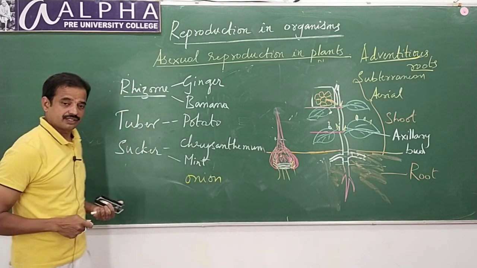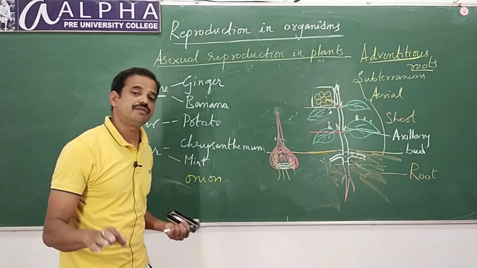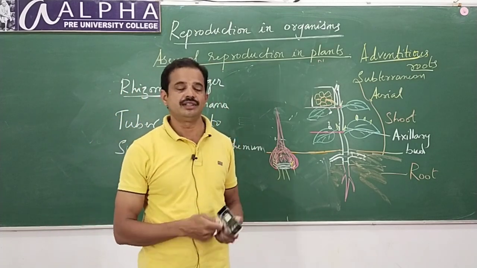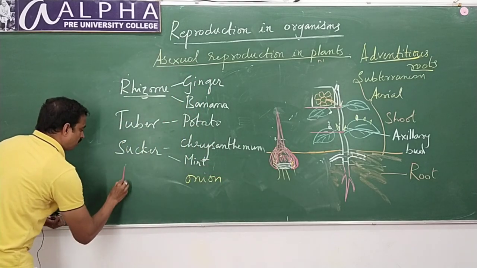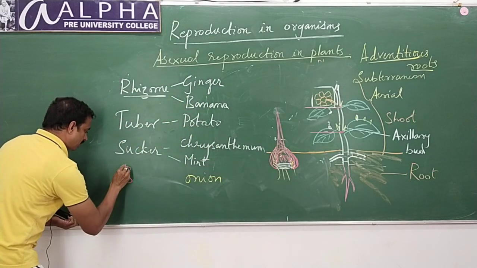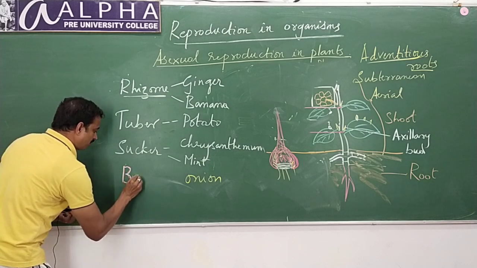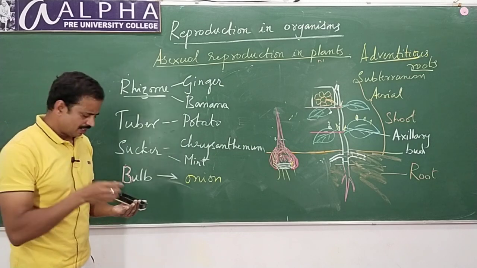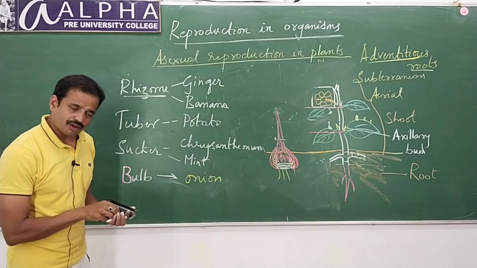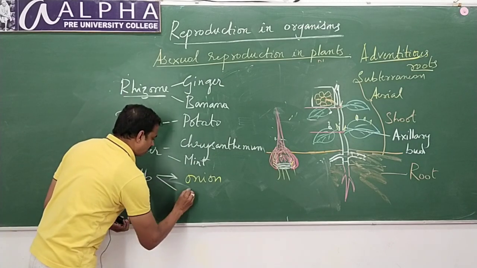And what's the name of this? It's an underground modified stem with thick fleshy leaves, with axillary buds and an apical bud. This is nothing but a bulb. A bulb is an underground modified structure. Example for the bulb is onion, and yet another example for the bulb is garlic.